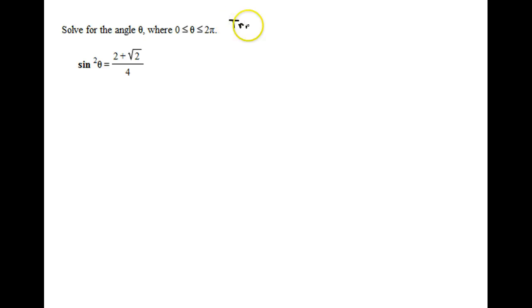And this is a trig, inverse trig question. It's number 6. It comes from the online homework number 2. And it asks the following. Solve for the angle theta between 0 and 2 pi that solves this equation. What we need is an identity.